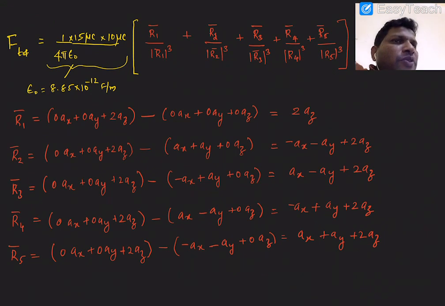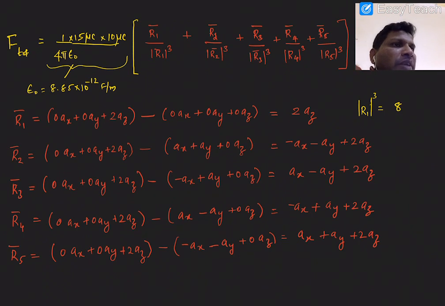So, what is the magnitude of this? The magnitude of R1 cube will be equal to, what is the magnitude of R1? It is 2, because it is the square root of 2 square, that is 2. You will get it as 2 cube, which is equal to 8.